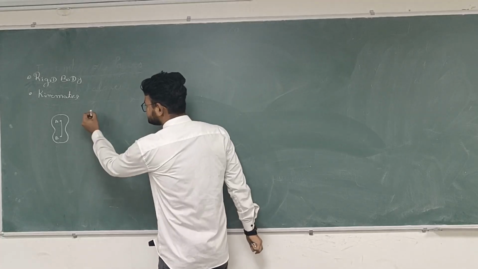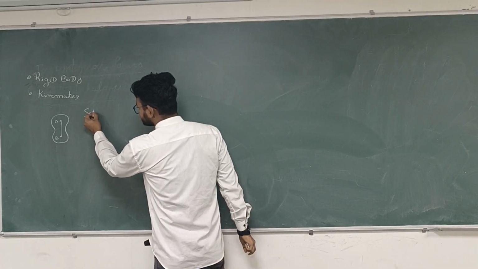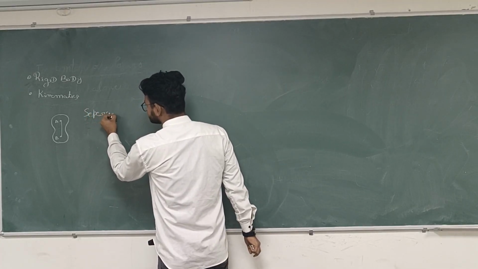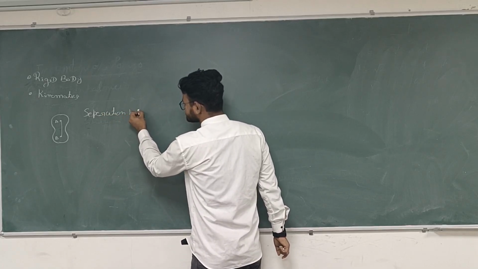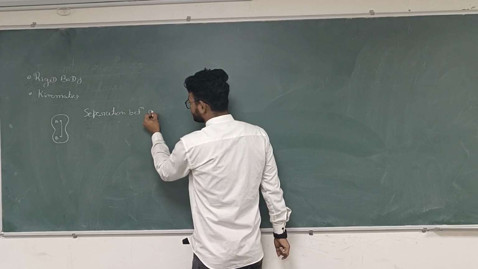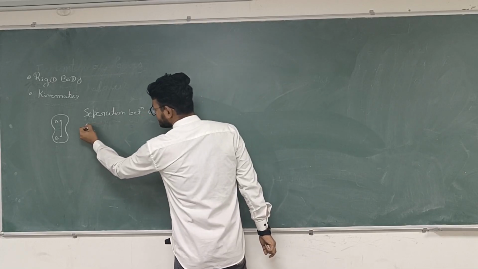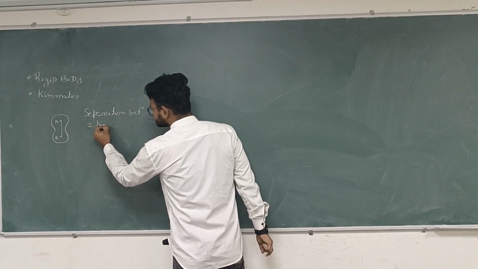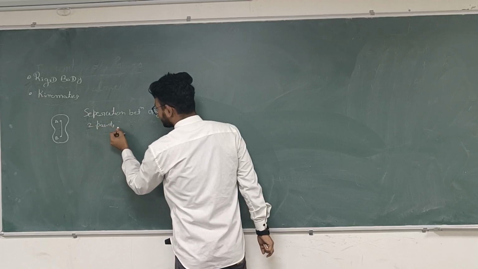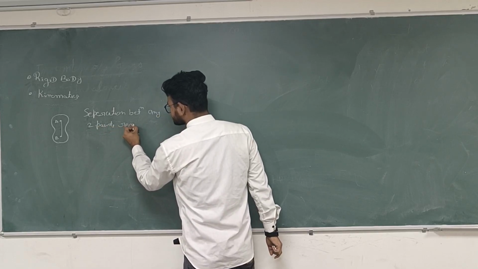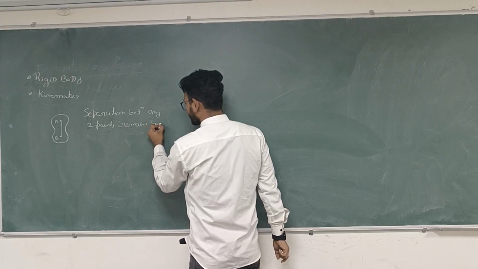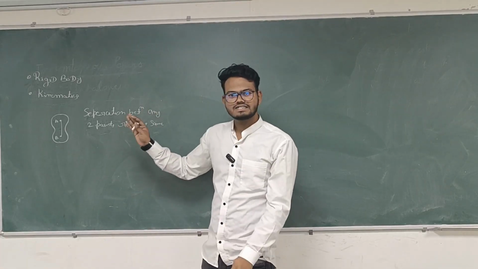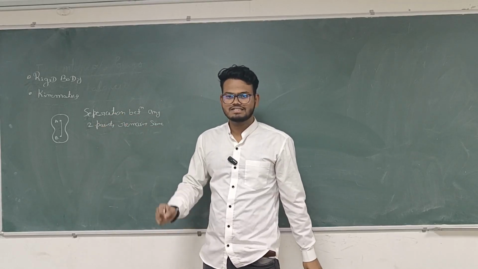So for a rigid body, the separation between any 2 points remains the same. We can understand it by taking an example.